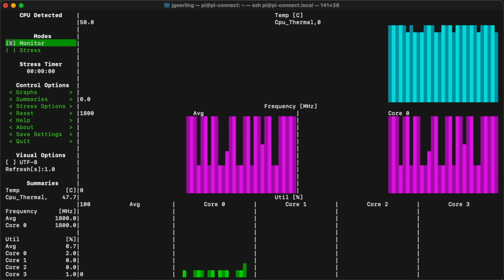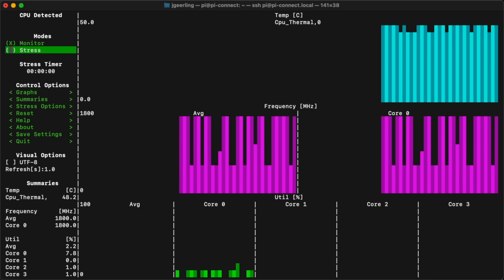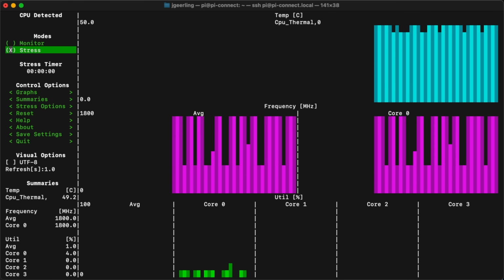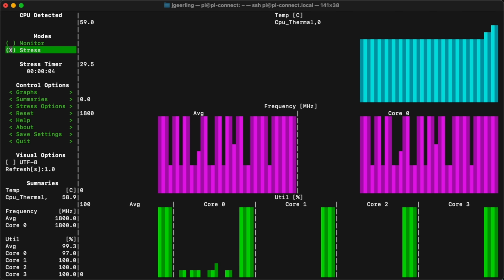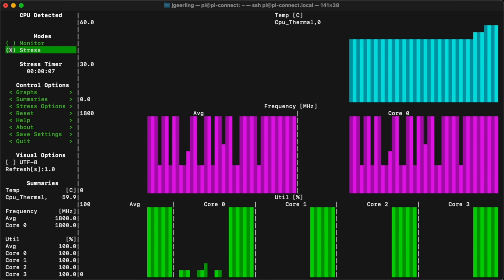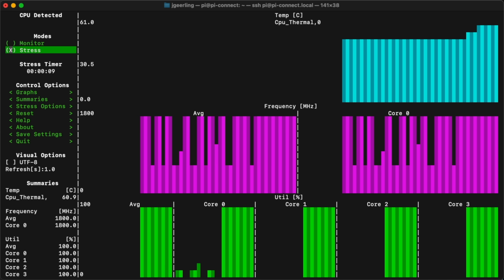and you can either have it in monitor mode or stress mode. And if you have stress or stress-ng installed, then you just switch to stress mode and it'll start loading up all your cores, or you can configure it to do other things too. But that lets you have a quick overview of how your system's running under load.